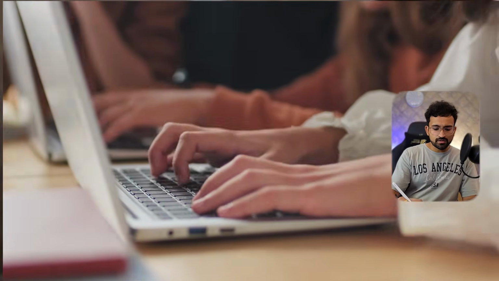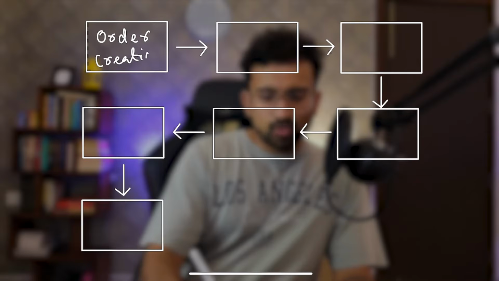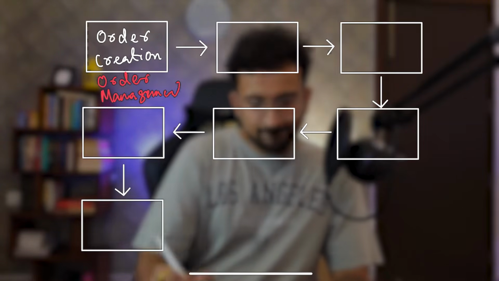So for them to start the order to cash cycle, the first step would be the order creation step. Now, when a retailer places the order with them, they will enter the order into the system, and the module which is used in Oracle for that particular step is called order management.